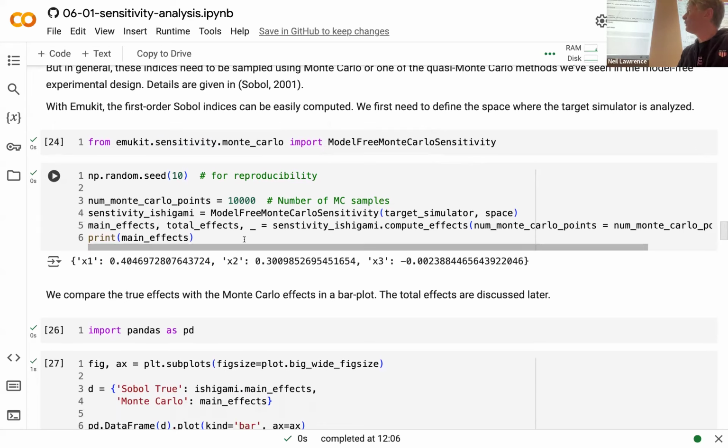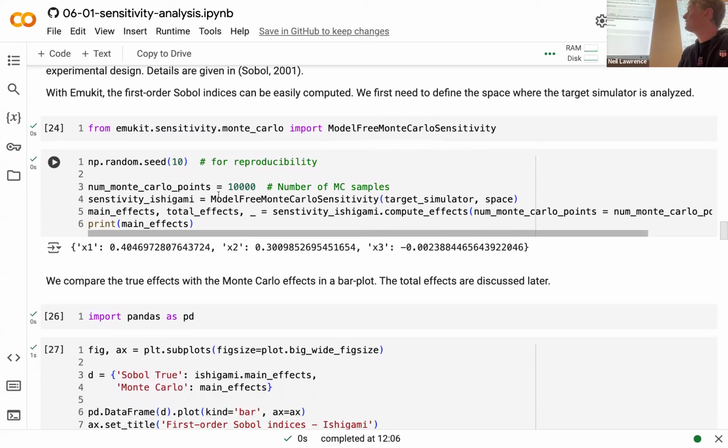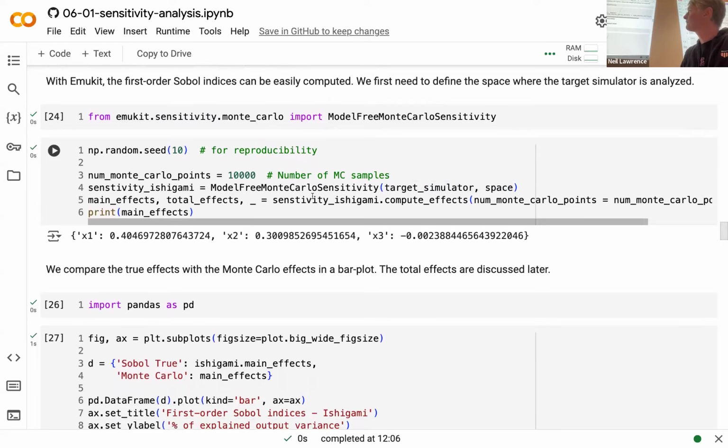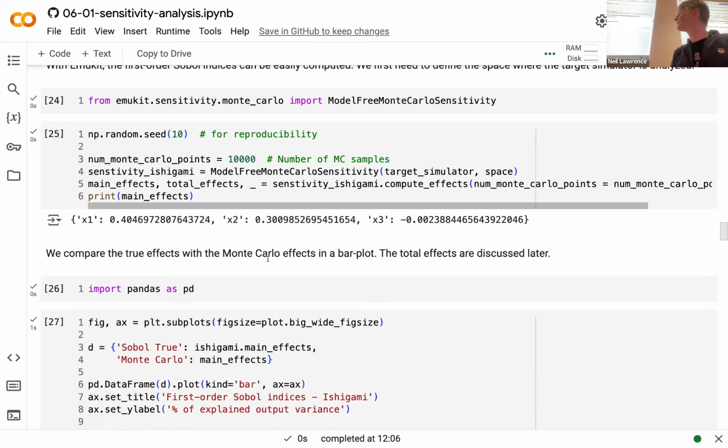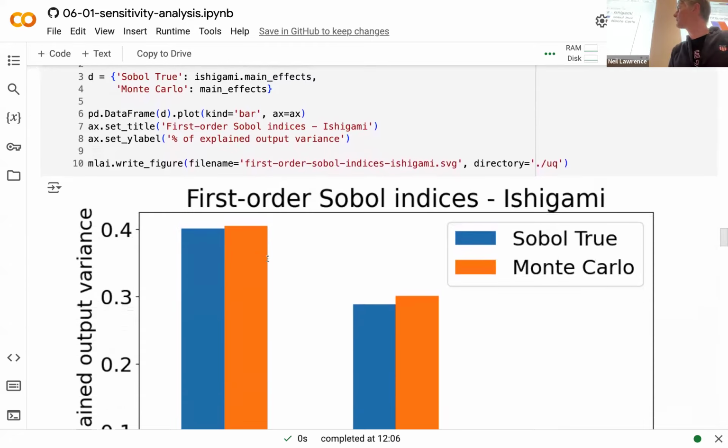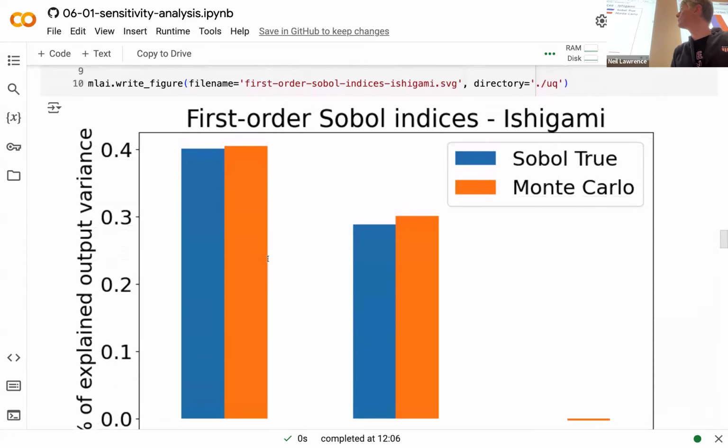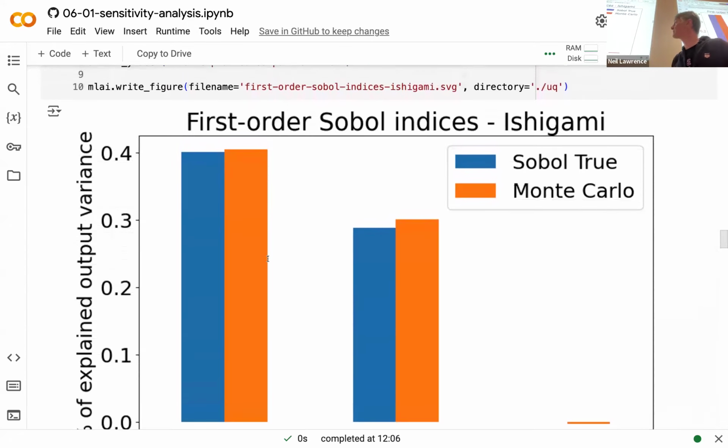And then off you go. And now we've got just in this the target simulator and the space, which is defined above. And then we're getting the main effects and the total effects, right? And then you're seeing the main effects. So the main effects are the individual variances of these different functions. And so what we do is we compare them to the ones we see in practice.